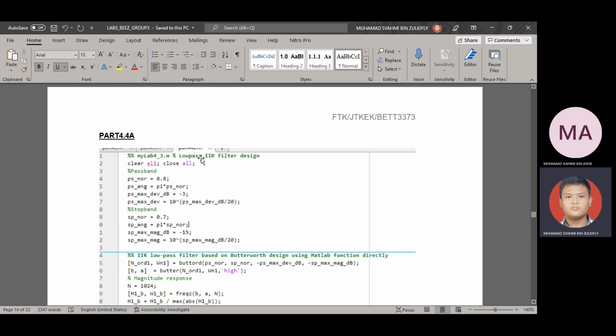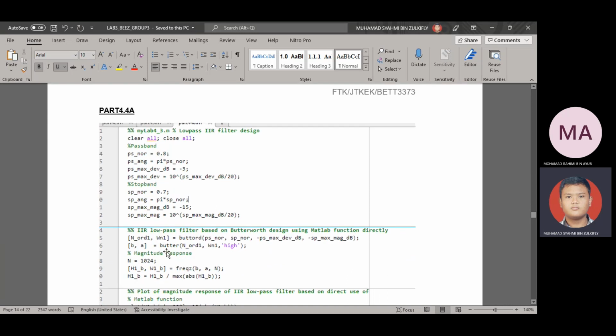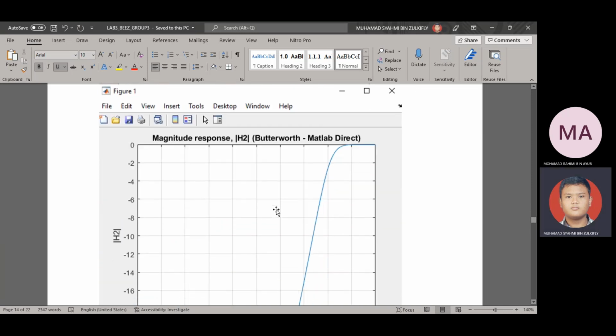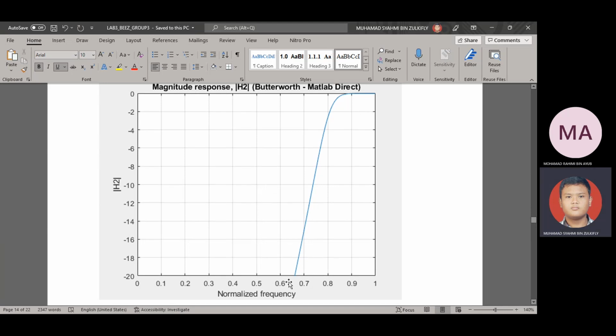Okay, for 4.4, the parameters given are pass band 0.8 and the maximum dB is -3. For the stop band it is 0.7 and the maximum dB is -15, and the IIR low pass was set to high, and the graph we will get is like this, and it starts at 0.65.